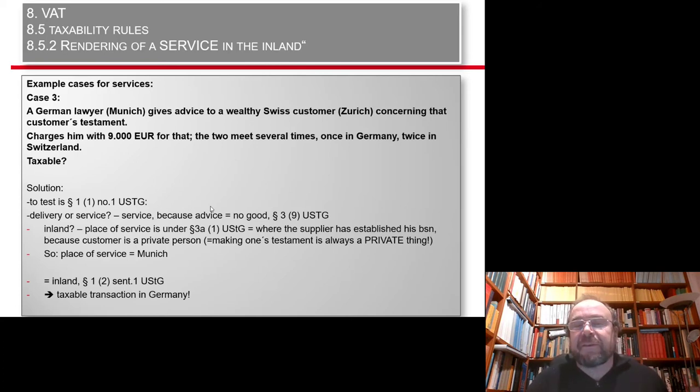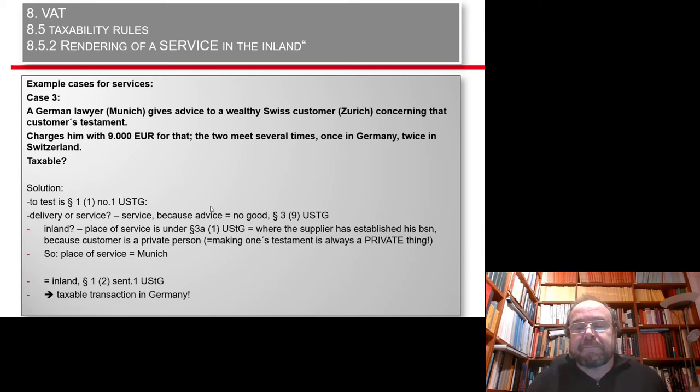And 3A1 is applicable here because your testament is always a private matter, I suppose. And so even if you were an entrepreneur, you show up there in your function as a private person. So the service is rendered to a private person. And then the rule is the service is taxable where the supplier has established his business. That is in Munich.